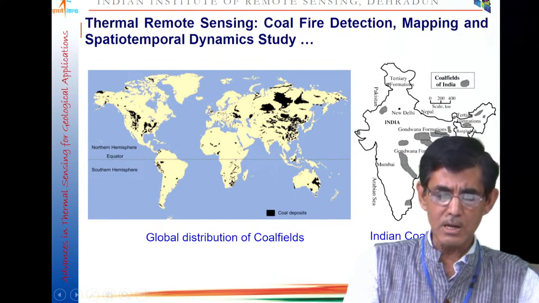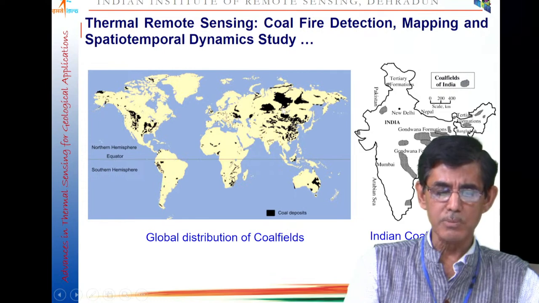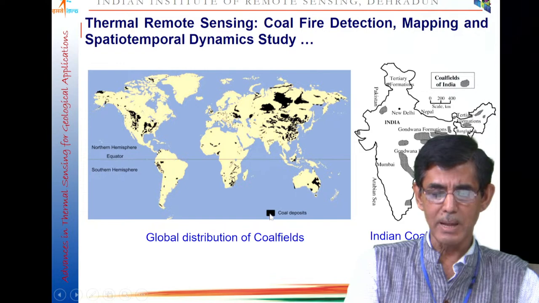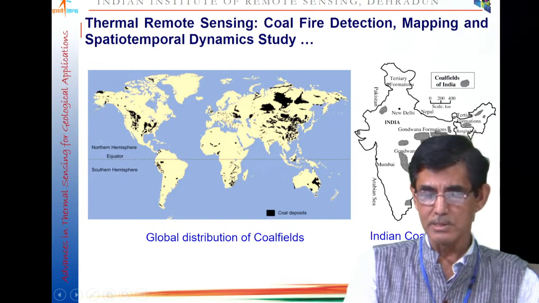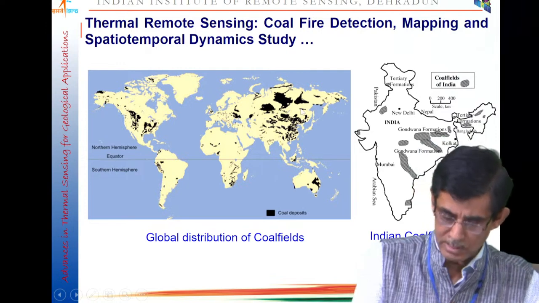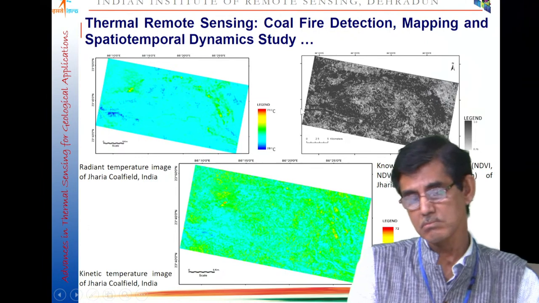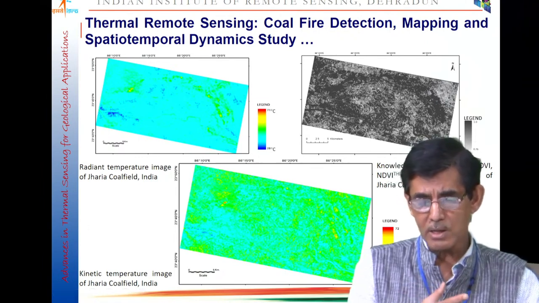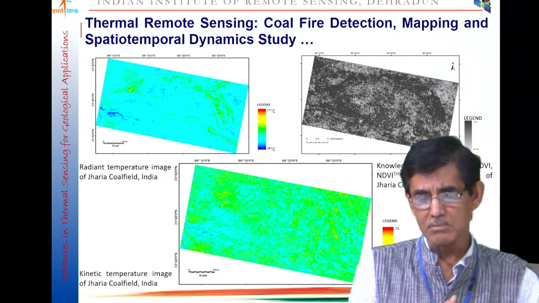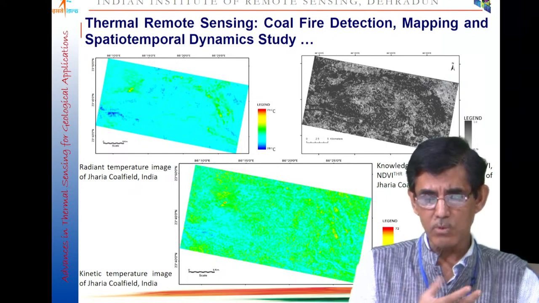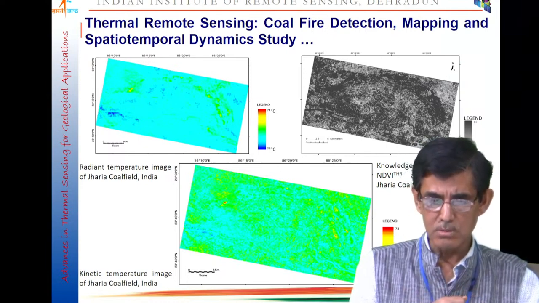See, this is the global distribution of coal fields. Okay, in different parts of the world, how the coal fields are occurring. It's a black color, you can see. And in case of India, these are the coal fields. Essentially, these are the Gondwana coal fields and these are the tertiary coal fields. So in India, there are 54 plus Gondwana coal fields, and almost all these Gondwana coal fields are fire affected. There is a problem of coal fire, almost all.